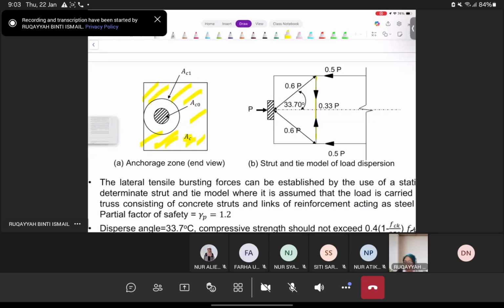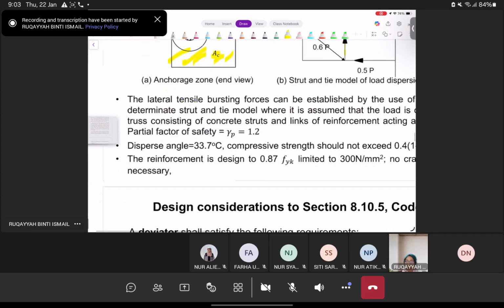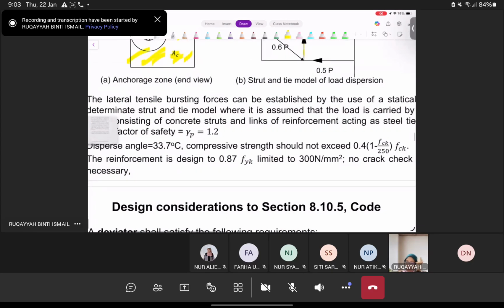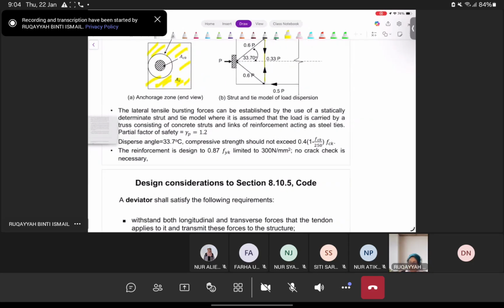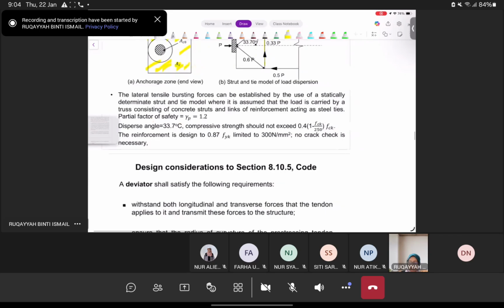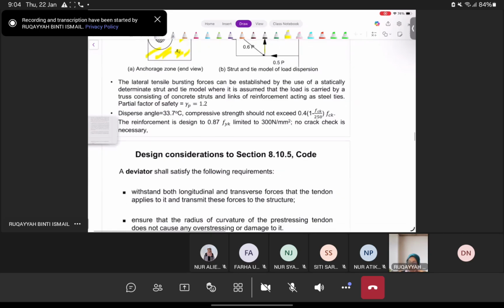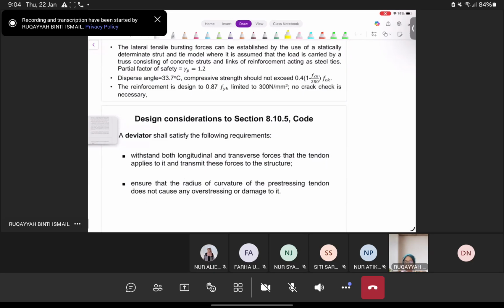Yeah, so you will get like 0.5 T, 0.33 T, and also 33.7 T. Okay, so that is, I would say, the common parameter that we use here. And the lateral tensile bursting forces can be established by the use of a statically determinate strut and tie model, where it is assumed that the load is carried by a truss consisting of concrete struts and also links of reinforcement acting as steel ties, partial to 1.2. Okay, so these will be all the values that you can calculate according to strength, reinforcement, design, and so on.